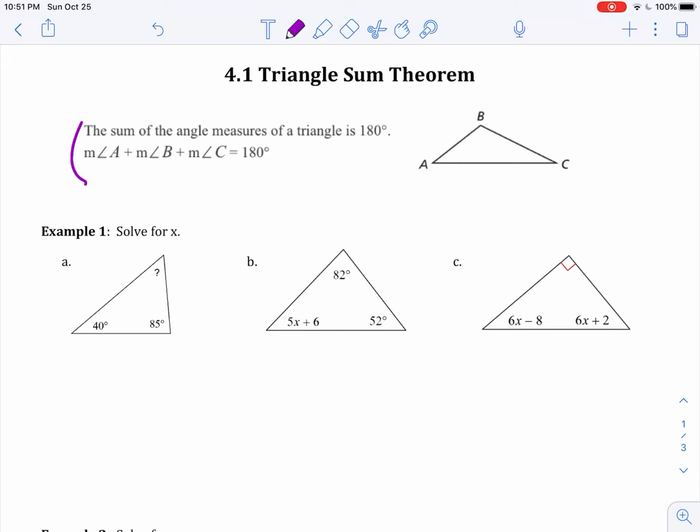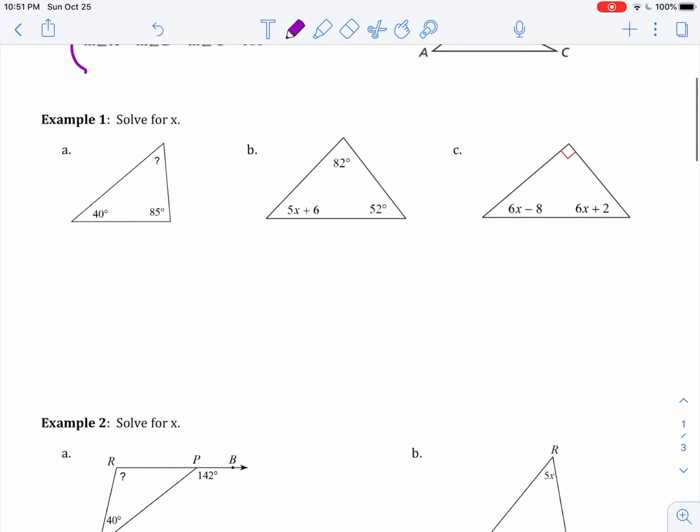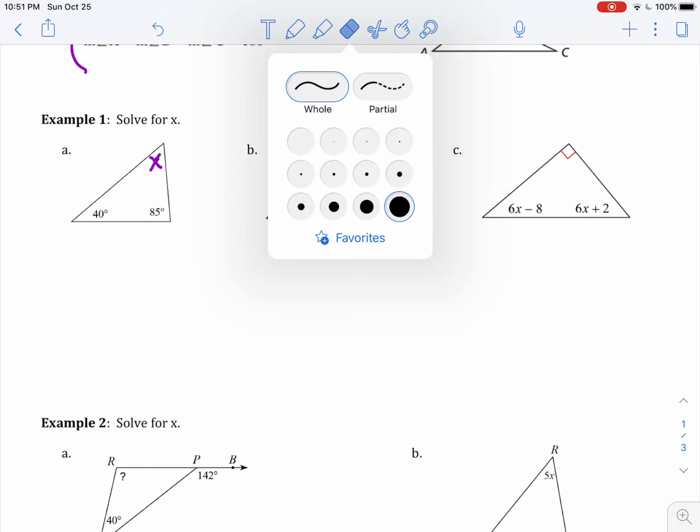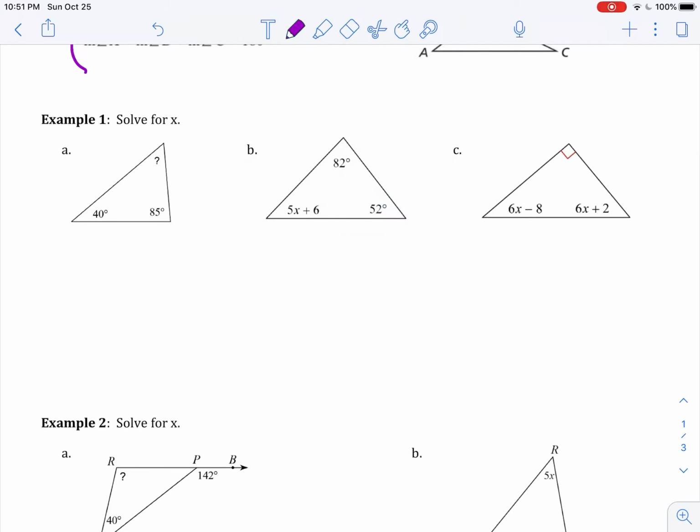So it doesn't matter what your triangle looks like, the angles on the inside will always add up to 180 degrees. So let's look at a couple example problems. So in example 1A, obviously you see a triangle. One of the angles is 40 degrees, one of them is 85 degrees, and they're asking you to find out what's the missing angle. And so you could either make that question mark an X if you like dealing with algebra, or you could have just taken those two numbers, the 40 and the 85, and subtracted from 180. So I think most of you guys like to do the subtraction instead, so let's do that.